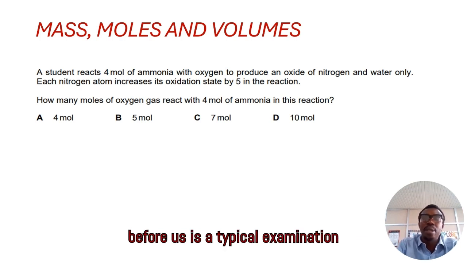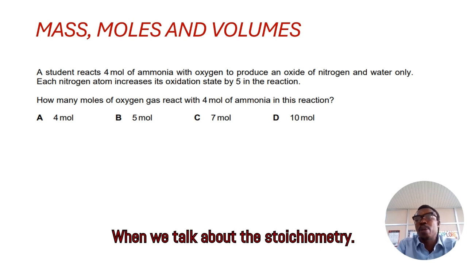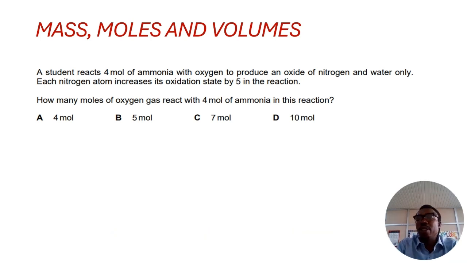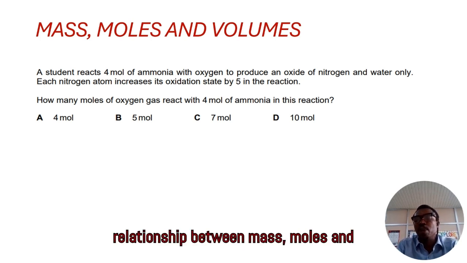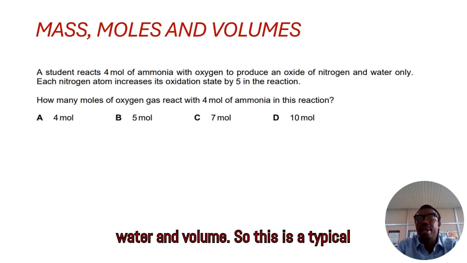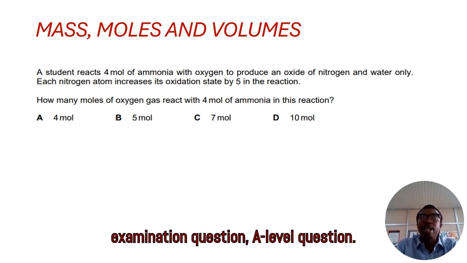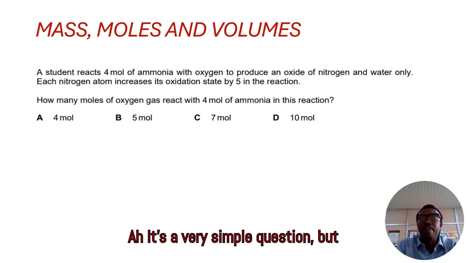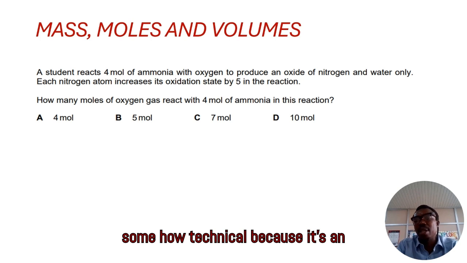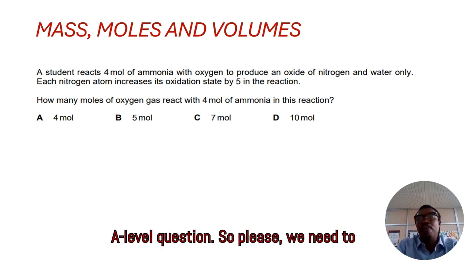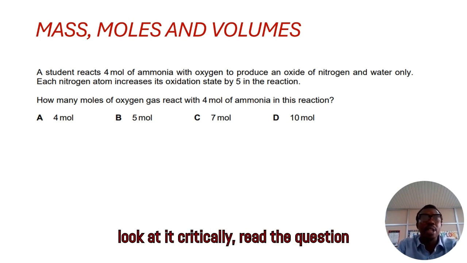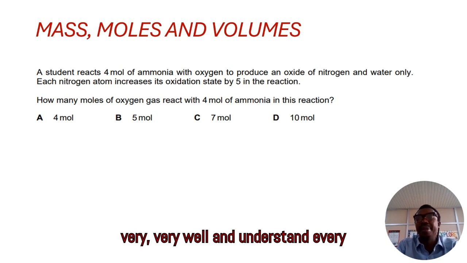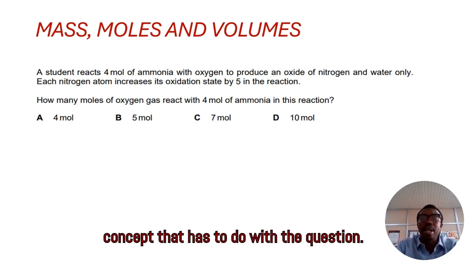So before us is a typical examination question on mass, moles, and volumes. We'll talk about the stoichiometry. We're just trying to give the relationship between mass, moles, and volume. So this is a typical examination question, an A-level question. It's a very simple question, but somehow technical because it's an A-level question. So please, we need to look at it critically, read the question very, very well, and understand every concept that has to do with the question.